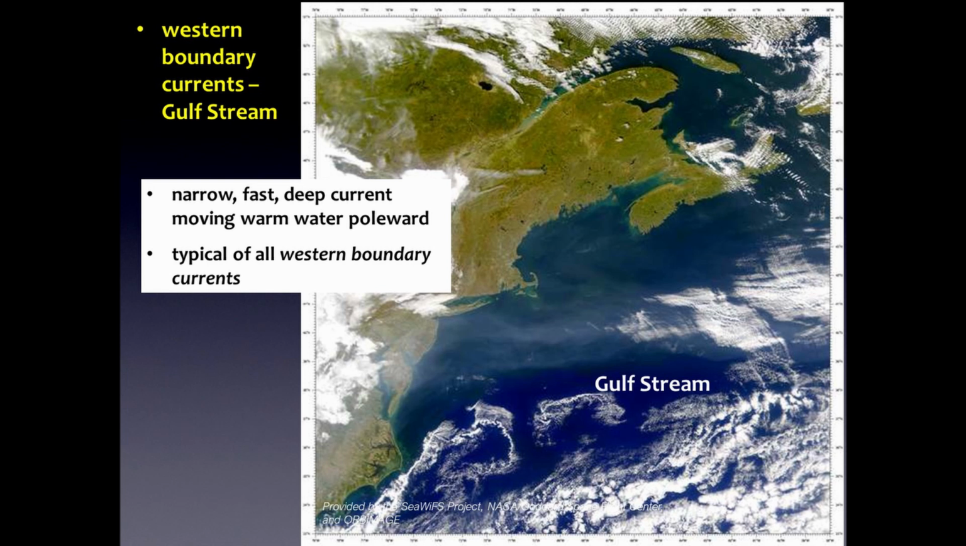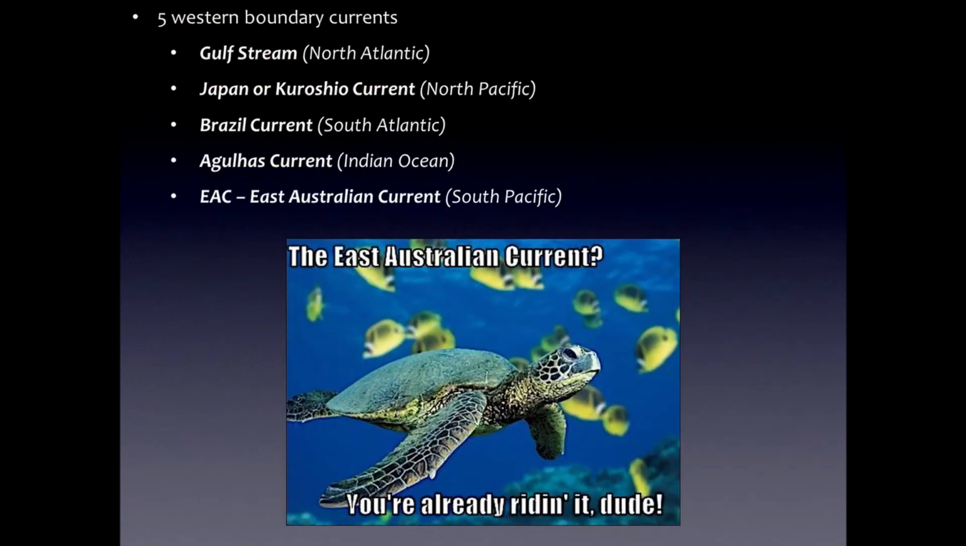The other thing we see is that the water itself is often nutrient poor. And another thing you might note in this image right here is that the air above the ocean also sort of shows where the Gulf Stream is. The air is typically clearer, there's less cloud above the warmer Gulf Stream. Five subtropical gyres means that we have five western boundary currents. And these currents include the Gulf Stream, the Kuroshio current or the Japanese current, the Brazil current, the Agulhas current, as well as the East Australia, or EAC, current of the South Pacific.